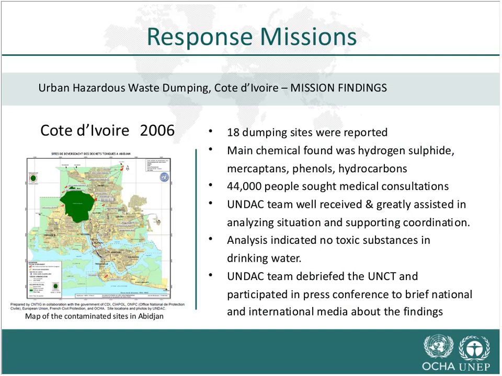As you see on the picture here, 18 different dumping sites were identified and mapped. A bilateral support through France indicated that the main chemicals that were dumped consisted of hydrogen sulfide, mercaptans, phenols, and hydrocarbons. And although the United Nations did not take any samples themselves, the samples were taken and analysis were undertaken by a cleanup firm from France, and they worked very closely with the authorities in Abidjan.